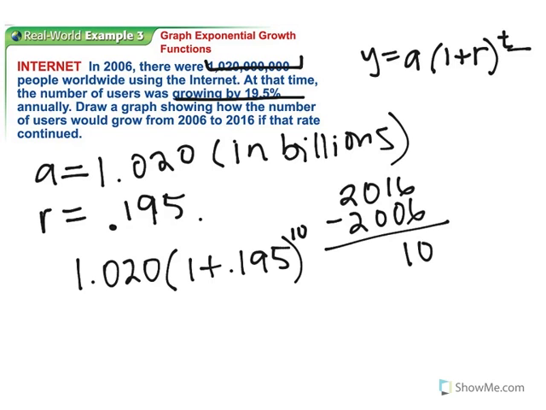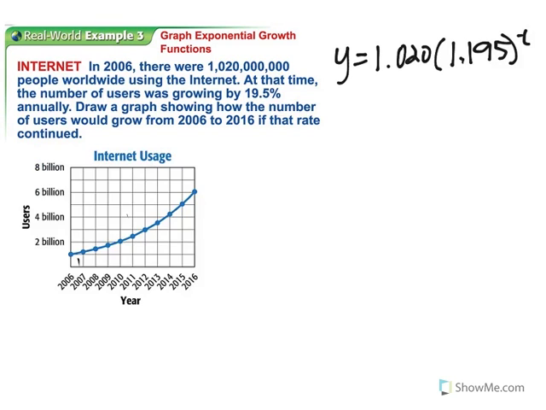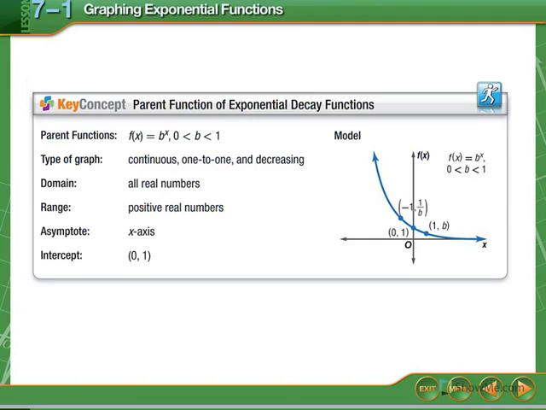But if we want to draw a graph, we need a variable, so we can just erase this 10 here and replace it with a t. That way we can draw a graph with that. So make sure you write all this down. I'm about to erase it. So now we can make a table of values to map out our graph, or we can just put this in our calculator. And if we do put it into the calculator, we're going to get something that looks along the lines of this. So we're starting at 2006, we're going up to 2016, and this shows our users in billions. So here we can see at 2016, we'd be around 6 billion users of the internet.